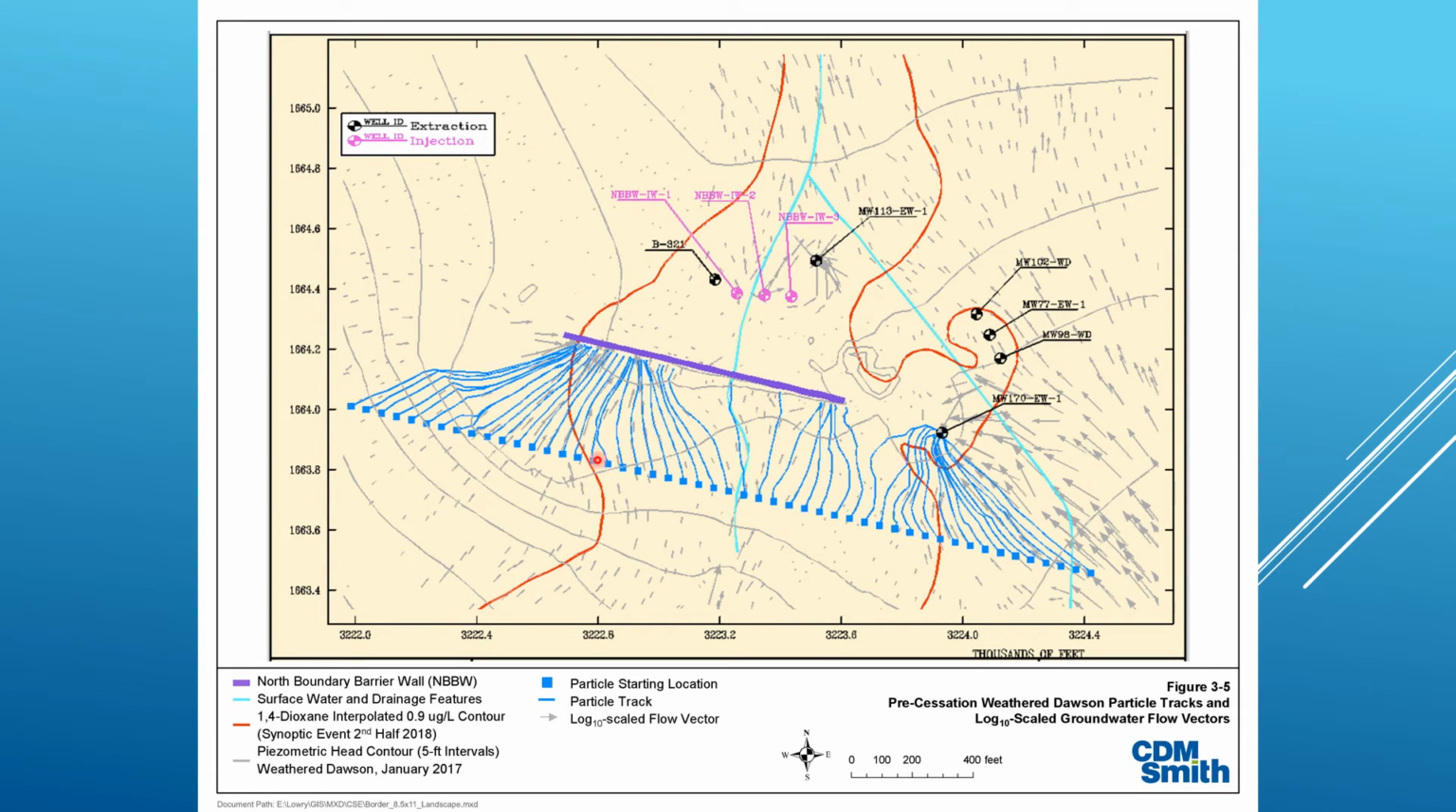Regardless, as with the post-cessation conditions, all the particles that started up gradient of the NBBW, and in particular the particles that start within the width of the 1,4-dioxane plume, move towards and are eventually captured by the north boundary barrier wall or the MW170 EW1 extraction well.